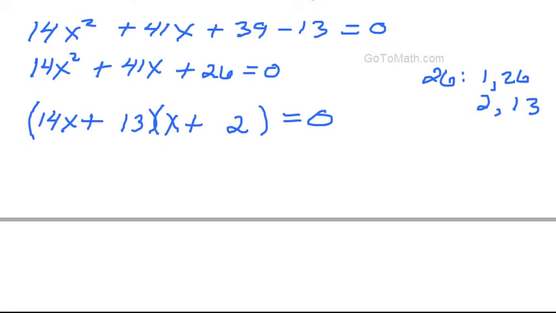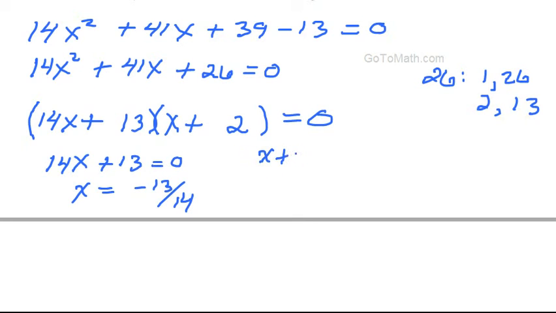Well, it's always a shot in the dark doing this stuff. Alright, so we got 14x plus 13. Set that equal to 0, and we get x is equal to negative 13 over 14, right? One of the solutions, and then of course x plus 2, and I just now remembered that that was going to be one that we're not going to be able to use, negative 2. So this looks like this is going to be our only solution.